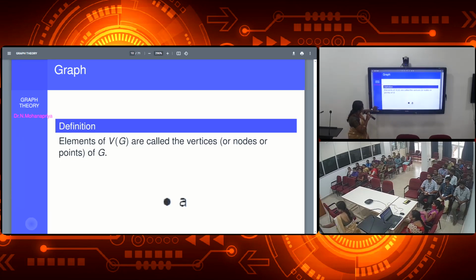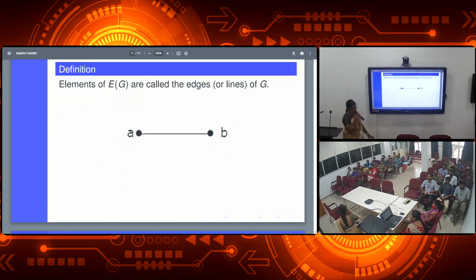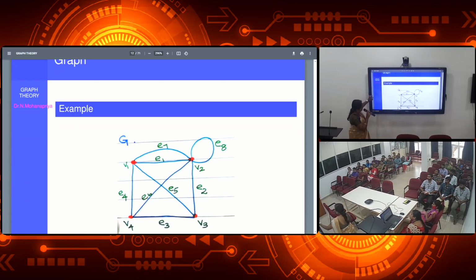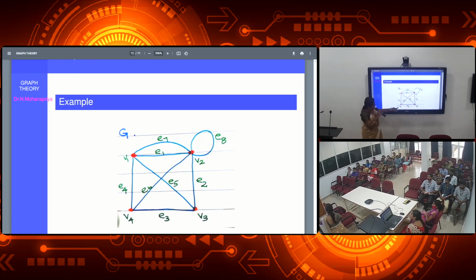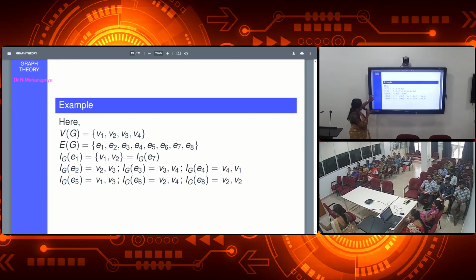Then the line joining two points, we use a line, that is nothing but an edge. Edges are the elements we denote by E of G. This is an example. Here V1, V2, V3, V4 are the vertices of a graph, and connecting any two vertices we use a line, that is an edge. Here we have 8 edges in this graph. As I said, V of G is the vertex set, that is V1, V2, V3, V4, and the edge set we denote by E1, E2, etc., up to E8.